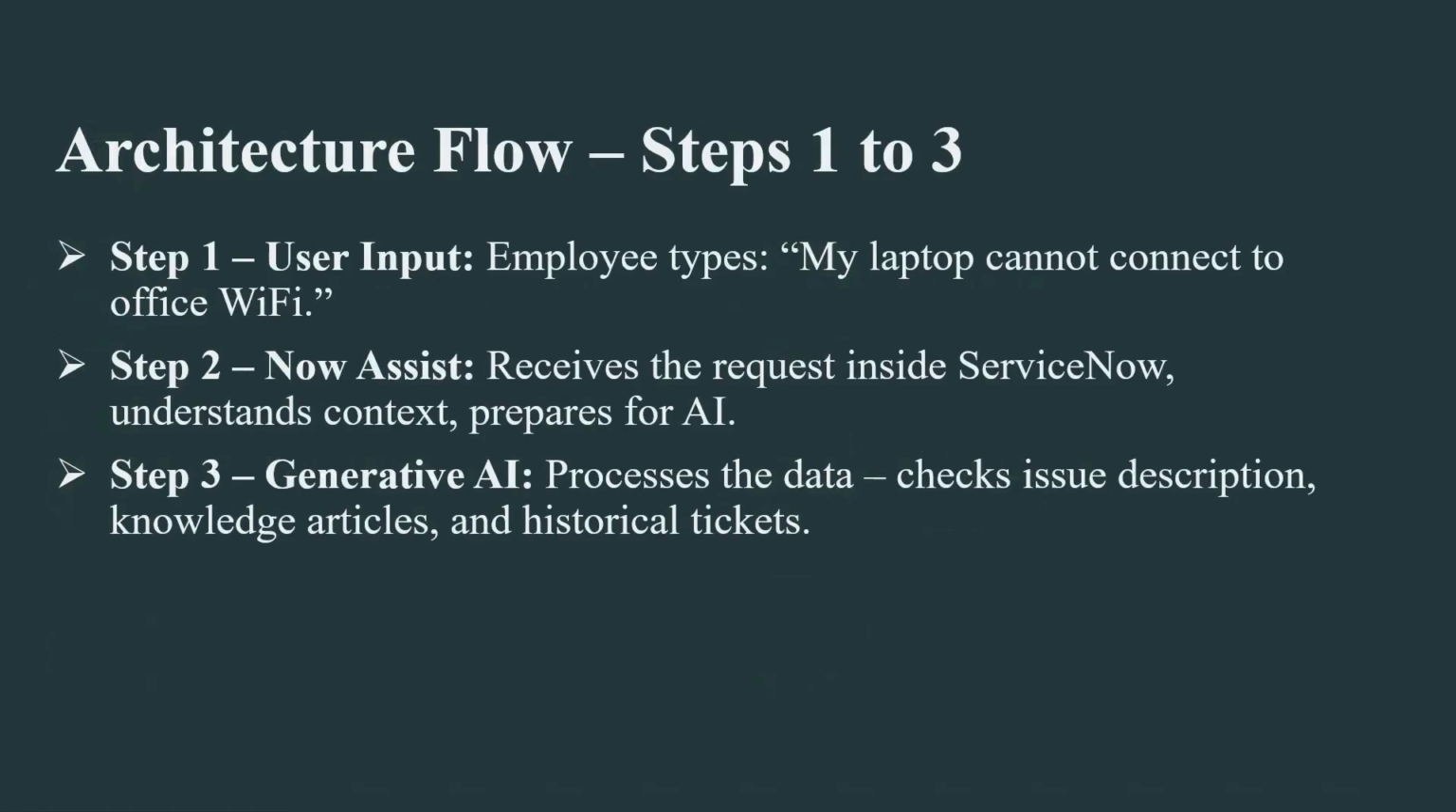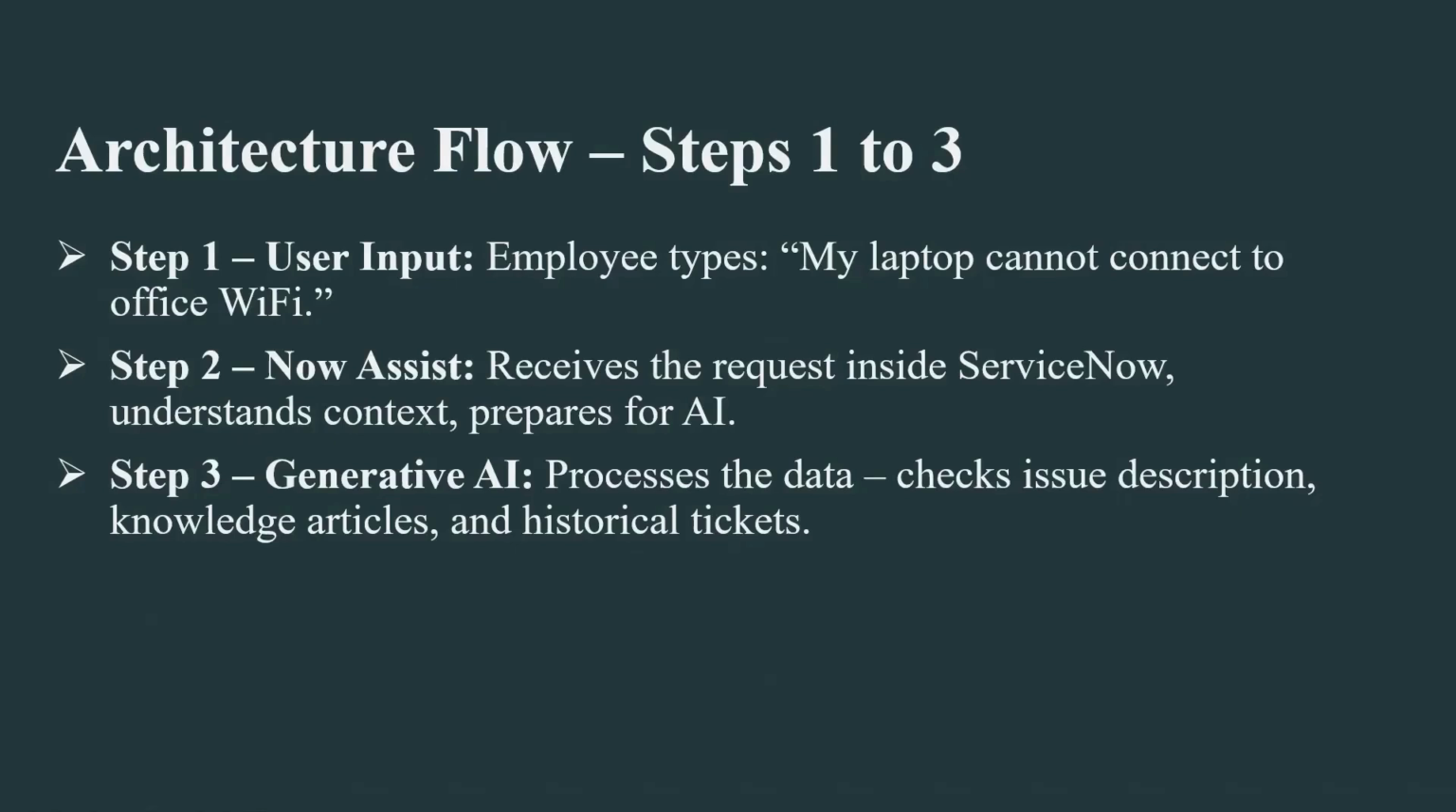Architecture flow of Now Assist. Example scenario, Wi-Fi issue. Understand the architecture flow using simple example. Imagine an employee is facing a Wi-Fi connectivity issue. First step, user provides input. The employee types a message like, my laptop is unable to connect office Wi-Fi since morning. This is user input. Step 2, request goes to the Now Assist. Now Assist receives the request inside the ServiceNow. It understands the context of the issue and prepares the request for AI processing.